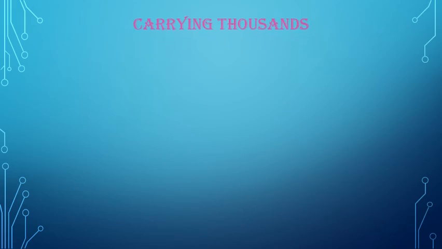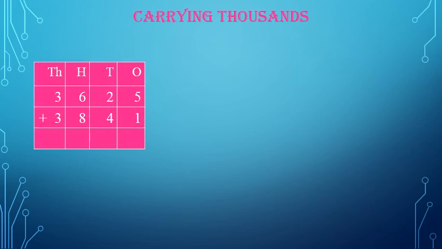Now we will see carrying thousands. Let us see first example. 3625 plus 3841. What is your first step? Add the ones. 5 plus 1 is equal to 6. Now add the tens. 2 plus 4 is equal to 6.